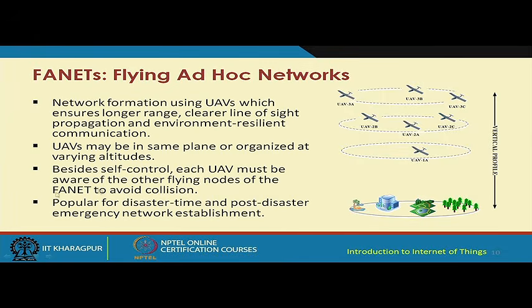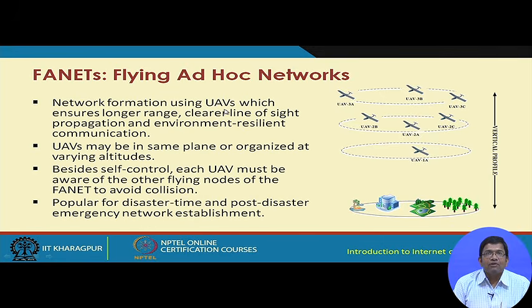So we have this network formation done using UAVs, which ensure longer range, clearer line of sight propagation, and environment resilient communication. And these UAVs may be in some plane or are organized at different altitudes like shown over here. Like these 3 UAVs are in the same plane, these 3 UAVs are in another plane, and this UAV is in another plane. So as we can see, they are in 3 different planes with 3 different altitudes, but these UAVs in a single plane are in that same plane.